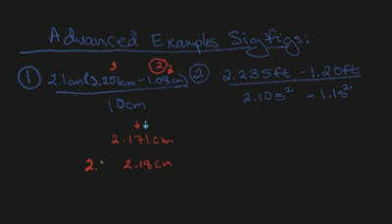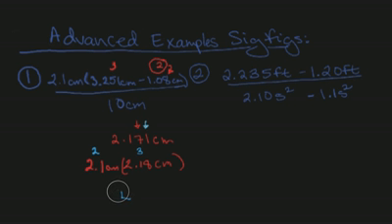times 2.1 centimeters. So the rule here for the multiplication of two terms is you choose the one with the least sig figs. This has 2 non-zero sig figs. This has 3. So if I were to take 2.18 times 2.1, that would give me 4.578.